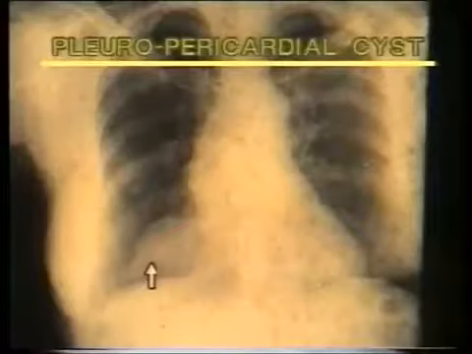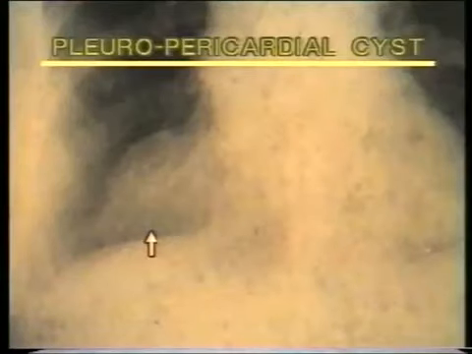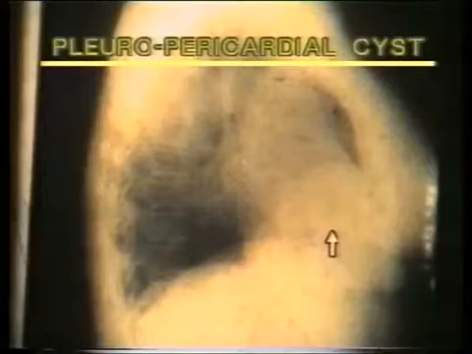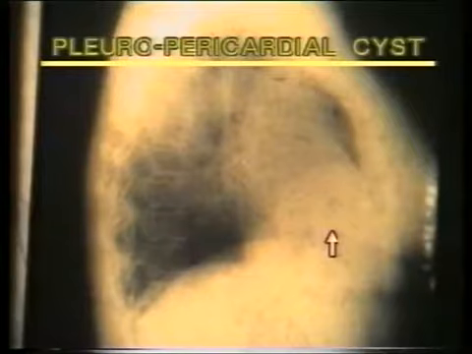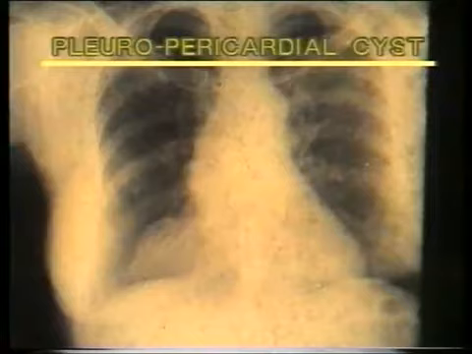Now note this rounded opacity at the cardiophrenic angle on the right side. It is occupying the cardiophrenic angle and growing laterally. This is a pleuropericardial cyst. On lateral X-ray it is seen to be anterior. This is the typical site and appearance of a pleuropericardial cyst. Note again the rounded opacity occupying the right cardiophrenic angle.